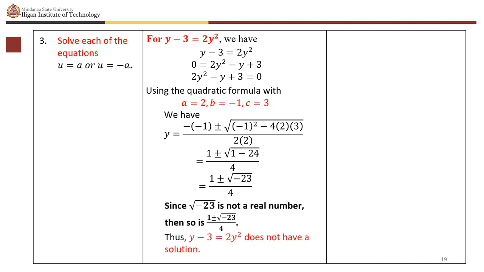Since the square root of negative 23 is not a real number, then so is the value 1 plus or minus the square root of negative 23 over 4. Thus, y minus 3 equals 2y squared does not have a solution.